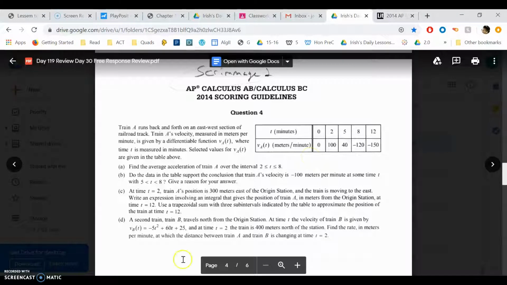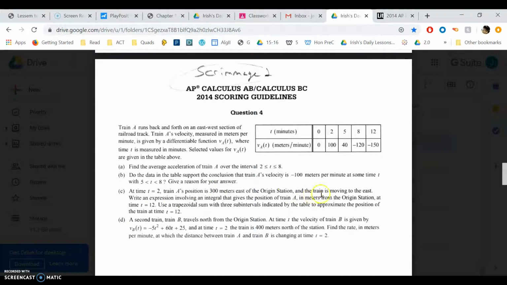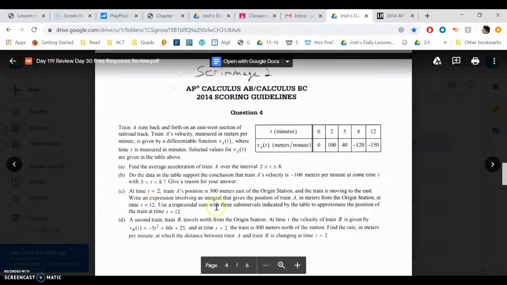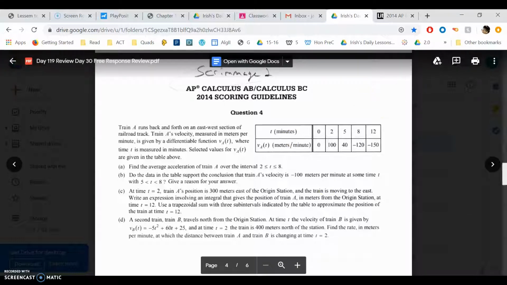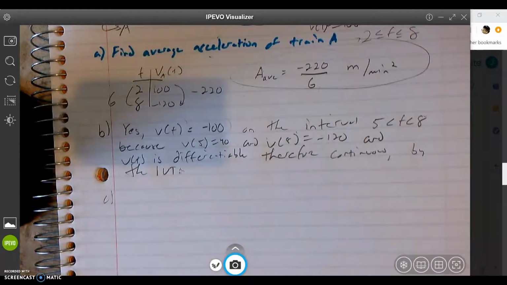All right, at time t equals 2, train A's position is 300 meters east of the station. And the train is moving to the east. Write an expression involving an integral that gives the position of train A in meters from the origin station at time t equals 12. Use a trapezoidal sum with the 3 subintervals indicated by the table to approximate the position of train A at time t equals 12. Okay, lots of stuff going on, but we can handle it, no problem.